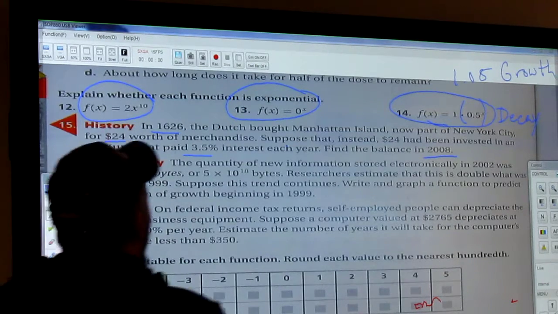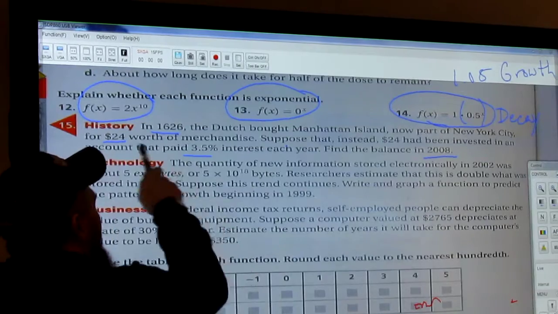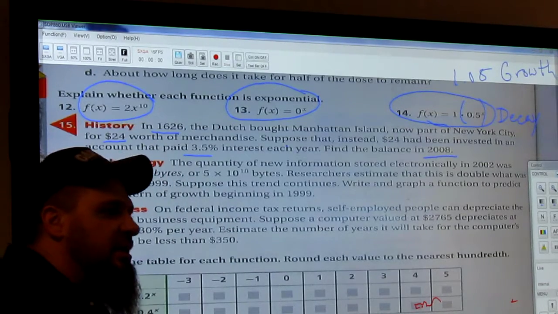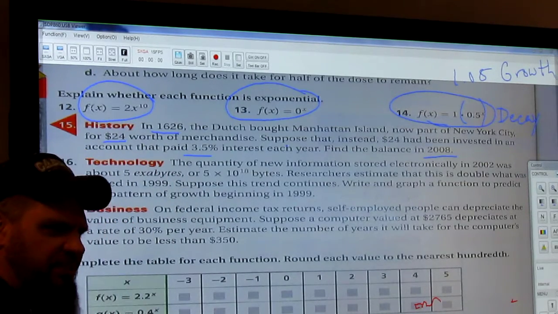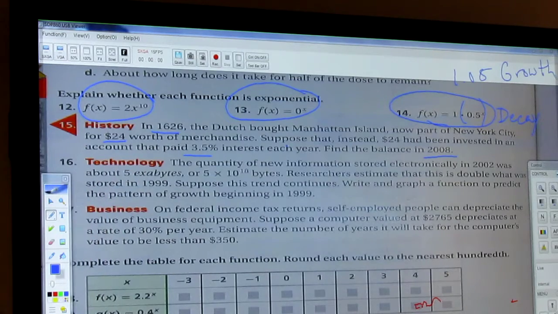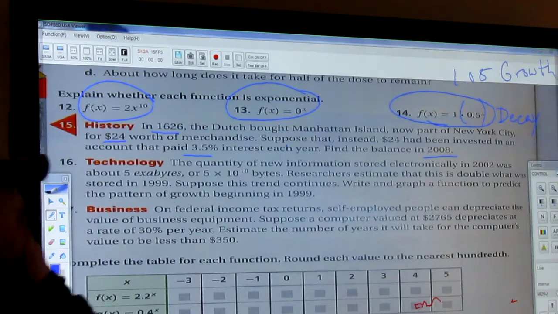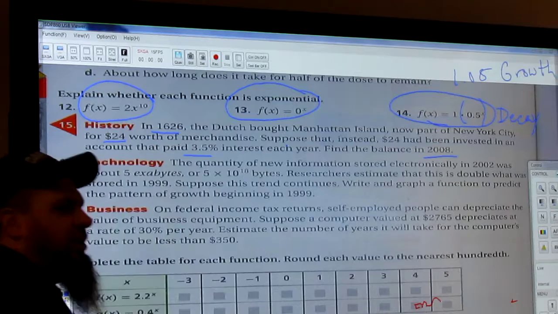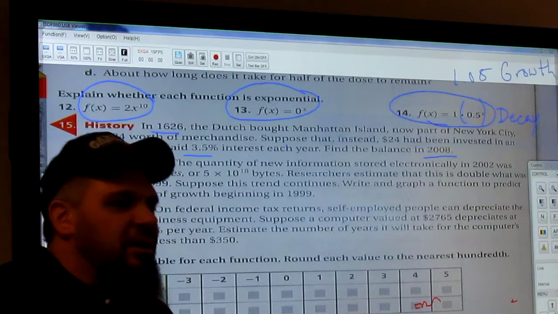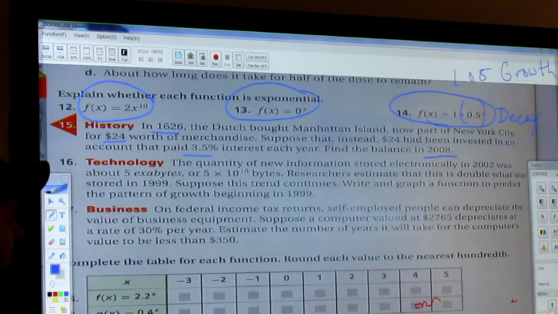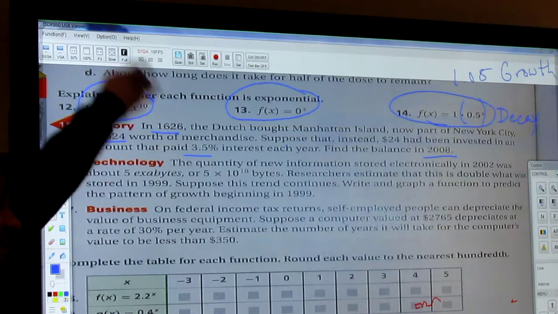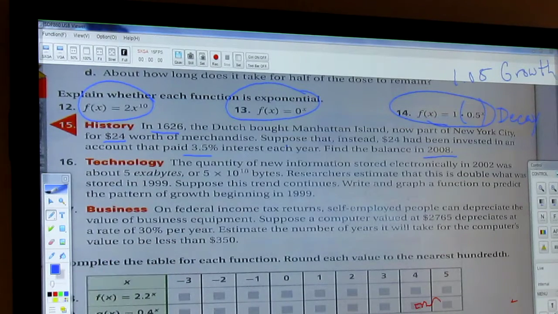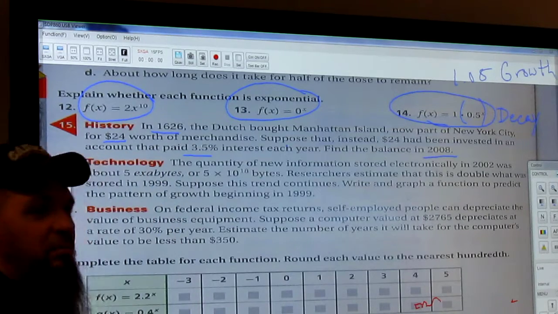It says in 1626, so I underlined 1626, because it's a number and it might be worth something to me. The Dutch bought Manhattan Island, now part of New York City, for 24 bucks. They bought a whole city for 24 bucks. Wow, yeah, exactly. I was thinking the same thing. 24 bucks! Now in 1600, well, it wasn't no million.